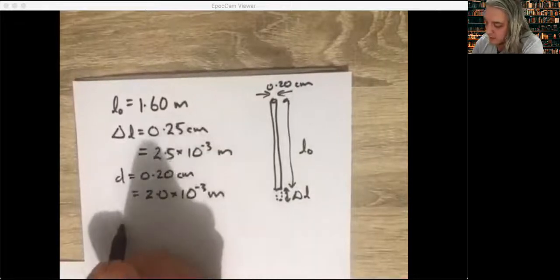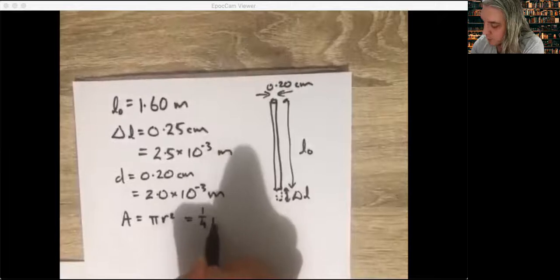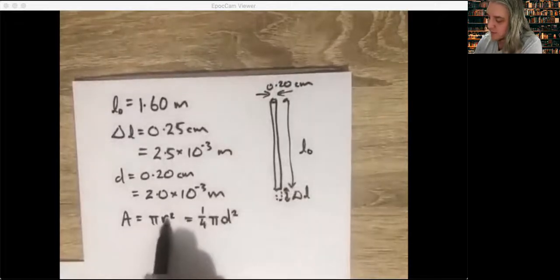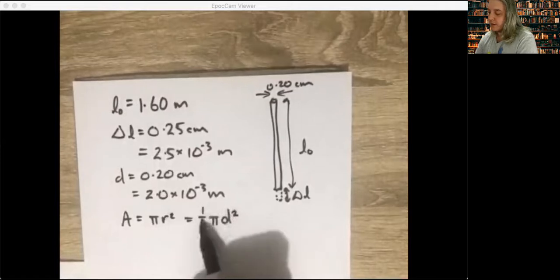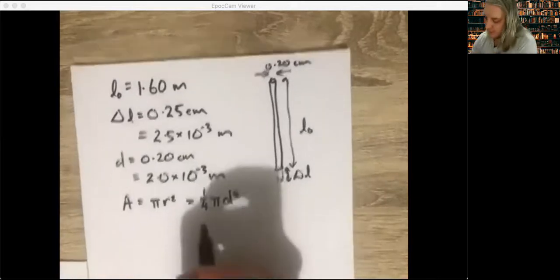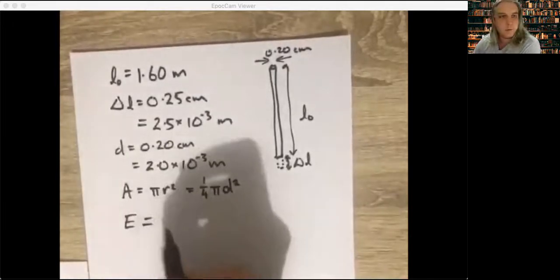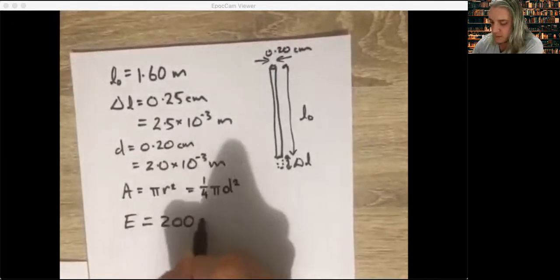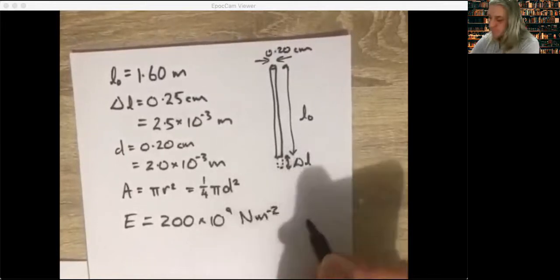The area we know is going to be pi r squared, which, if you're familiar, is a quarter pi d squared, right? It's just turning r into d, but because d is twice as big, you've got to divide by a quarter, twice squared. 4 cancel out by the quarter. And we have been given E as well, the Young's modulus. If we hadn't been given it, we could look that up in our tables of data. 200 times 10 to the 9 newtons per square meter.